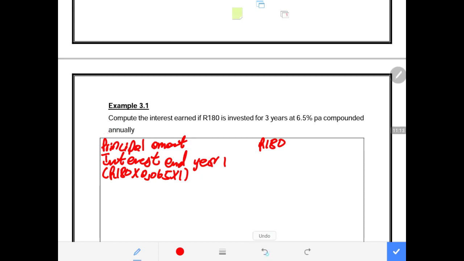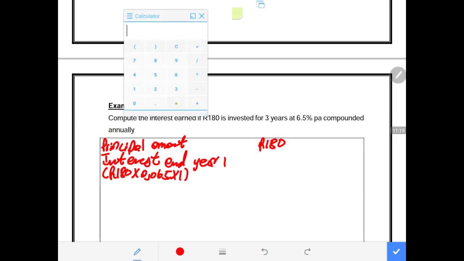So now that means in this case we'll say 180 multiplied by 0.065, then we multiply this by 1, and this will give us the interest for year 1. Remember, this interest is earned from the amount that we initially invested, the interest for the first compounding period. So our interest for year 1 will be 11 rand 70 cents.